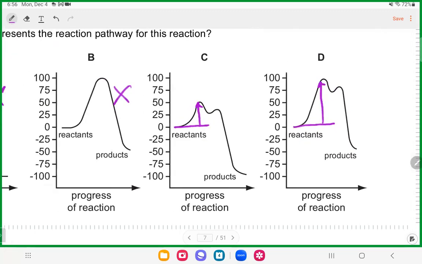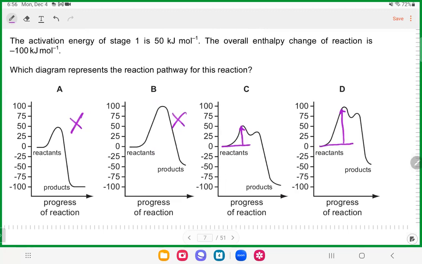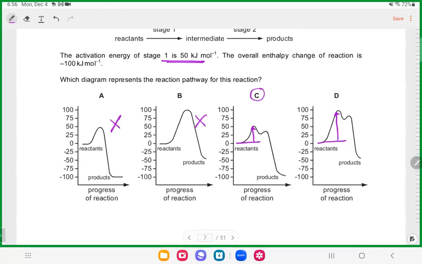तो कौन सा ऑप्शन ठीक है? प्लस 50 किसमें है आंसर? Yes, C is the right answer. Plus 50 is the activation energy of stage 1. ठीक है?